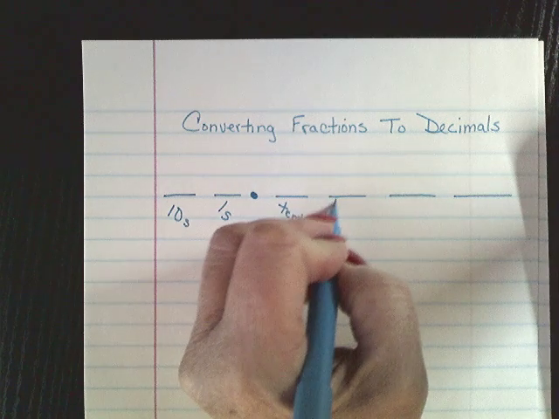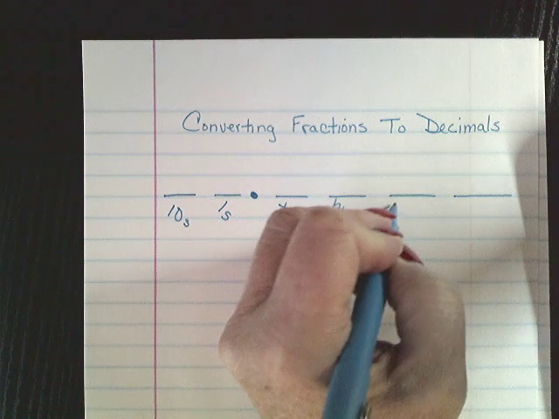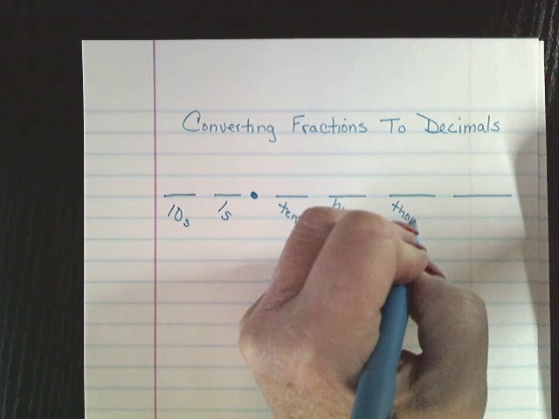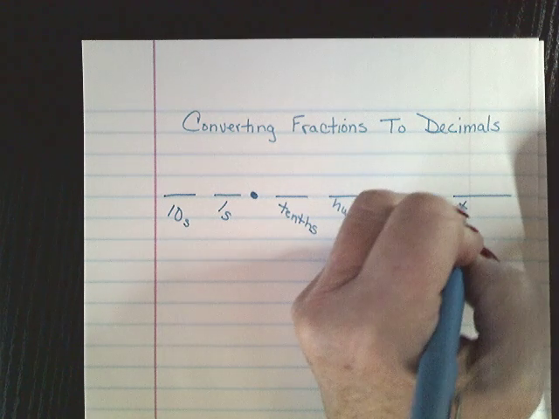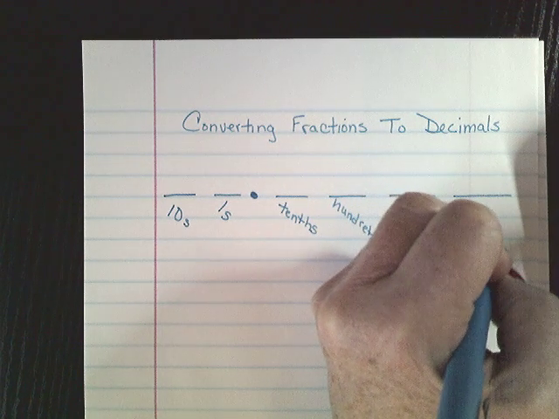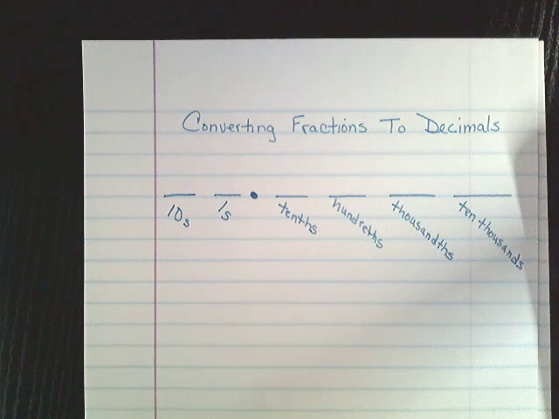The next one will represent hundredths, thousandths, and 10,000ths. Quick review on place value.